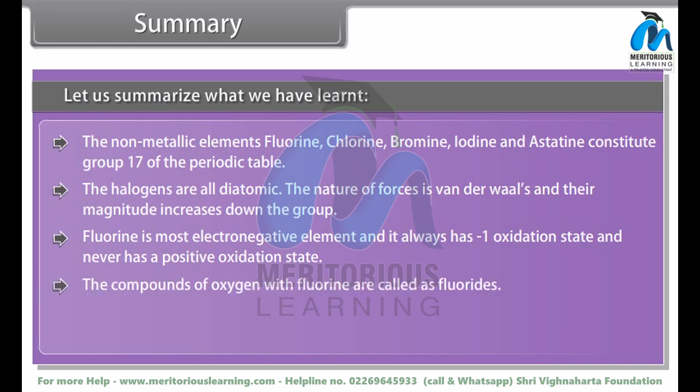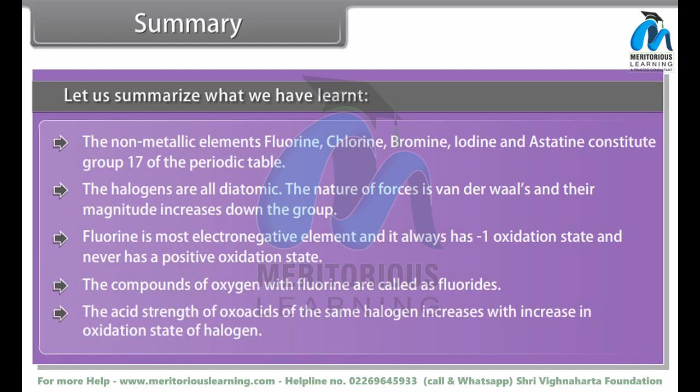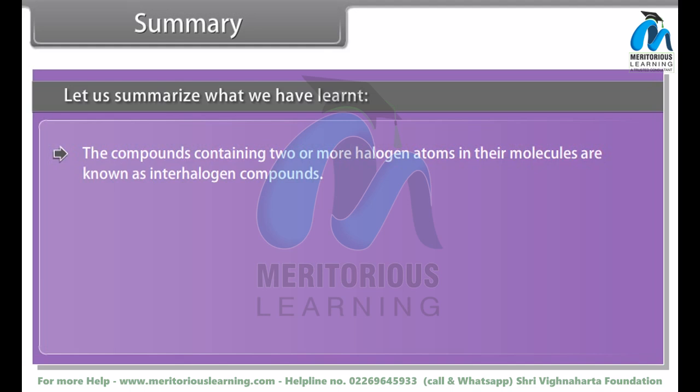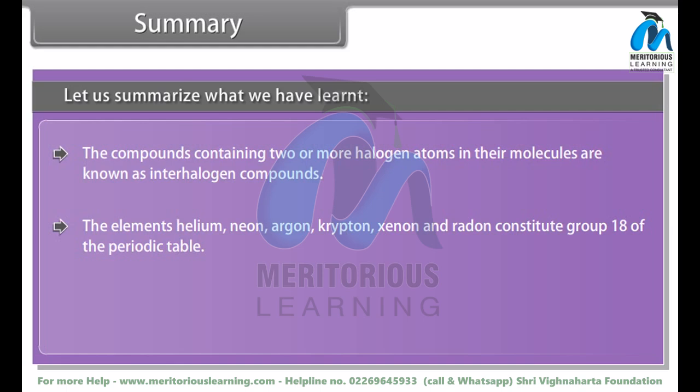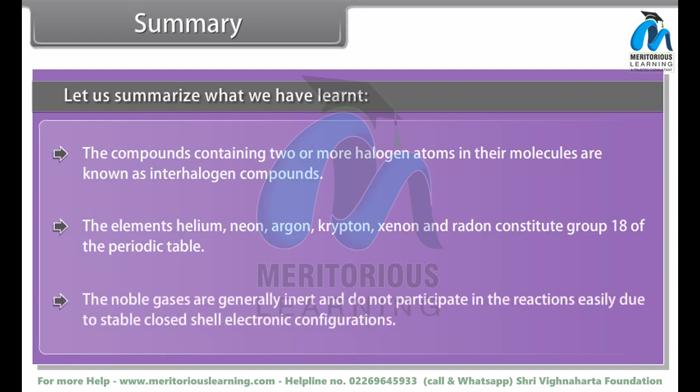The compounds of oxygen with fluorine are called fluorides. The acid strength of oxoacids of the same halogen increases with increase in oxidation state of the halogen. The compounds containing two or more halogen atoms in their molecules are known as interhalogen compounds. The elements helium, neon, argon, krypton, xenon and radon constitute group 18 of the periodic table. The noble gases are generally inert and do not participate in reactions easily due to stable closed-shell electronic configurations.